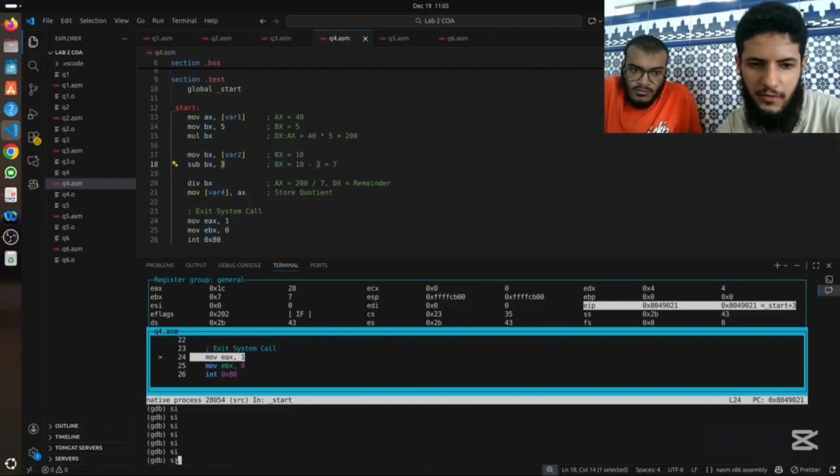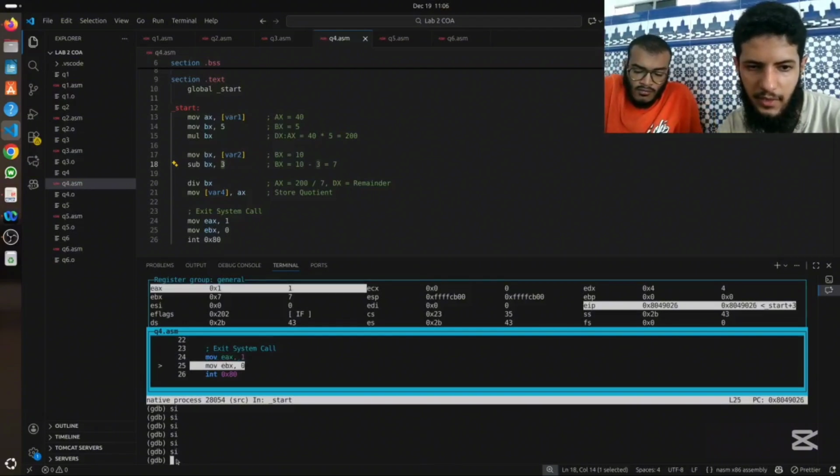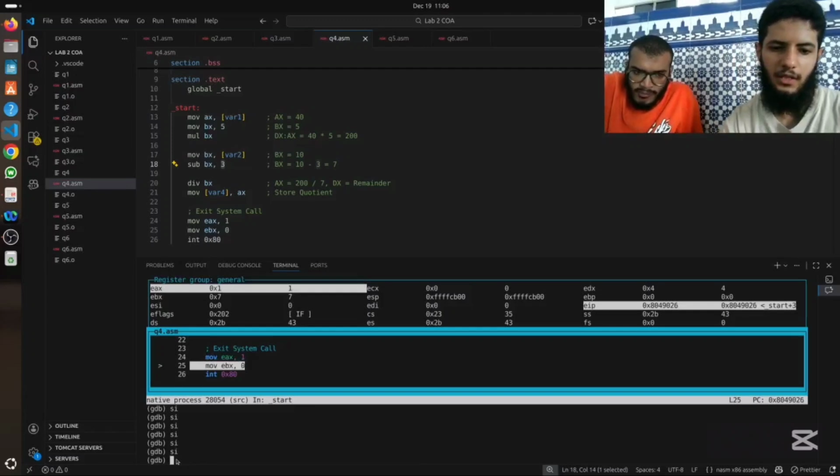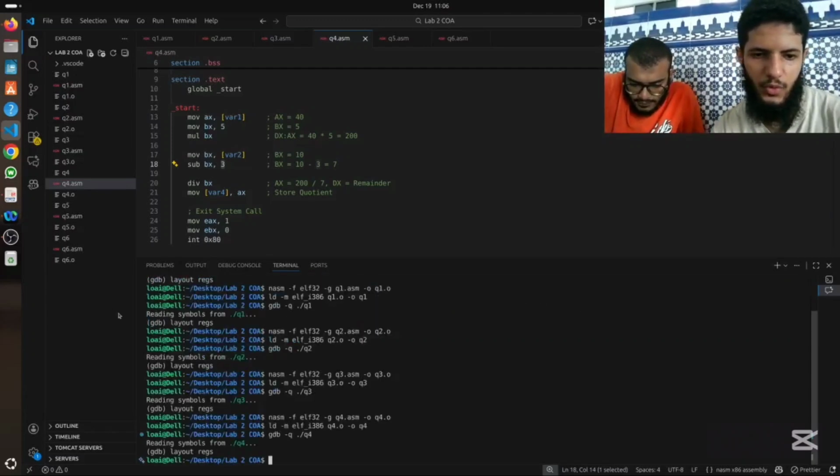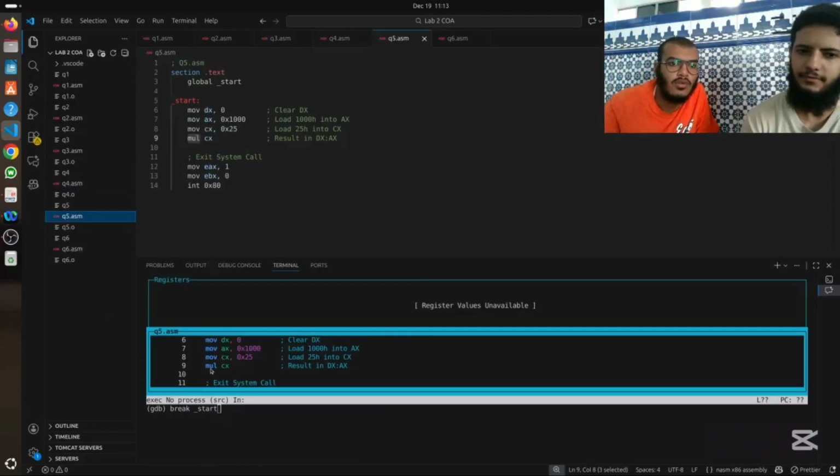And lastly is the division. So I divide and then I move EX. I think this is my part here. It was easy. And then question number 5. So now I'm going to proceed.